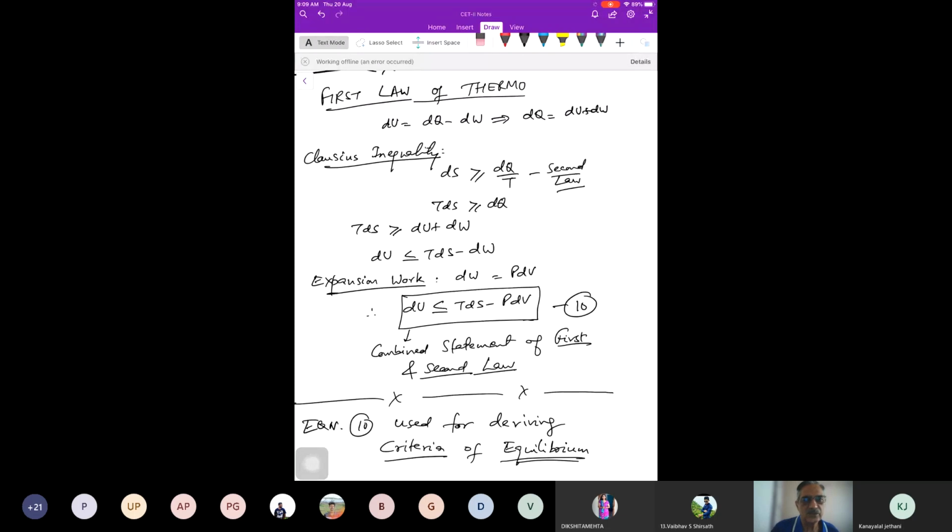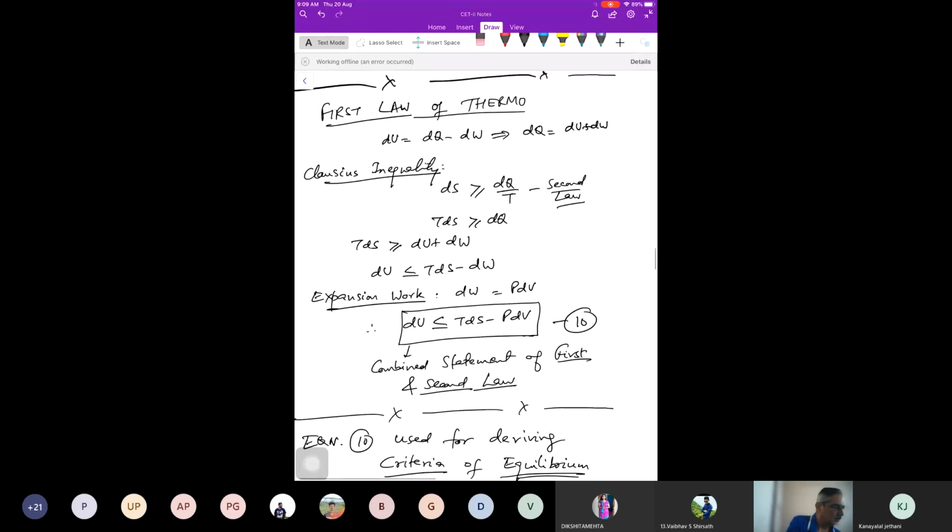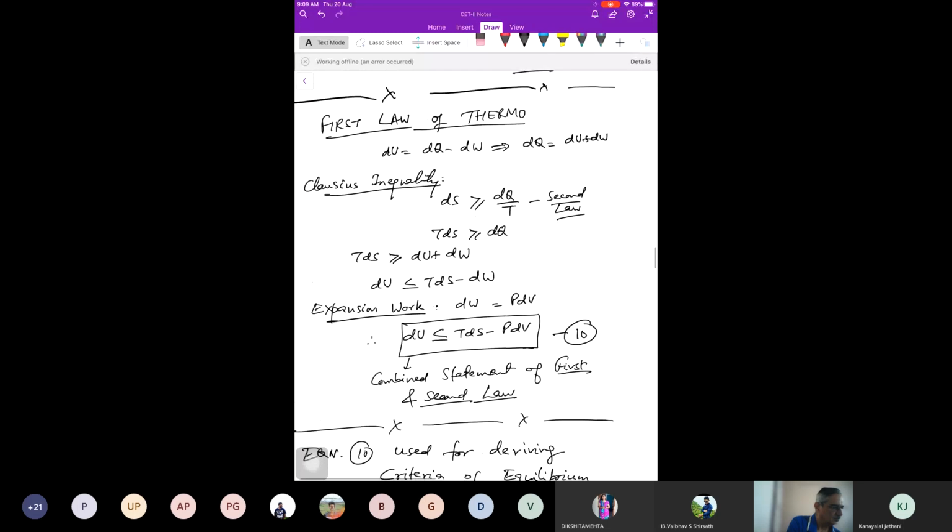Okay, so can you see this? Yes, sir. Okay, so the earlier classes on the inequality, I will not repeat that.